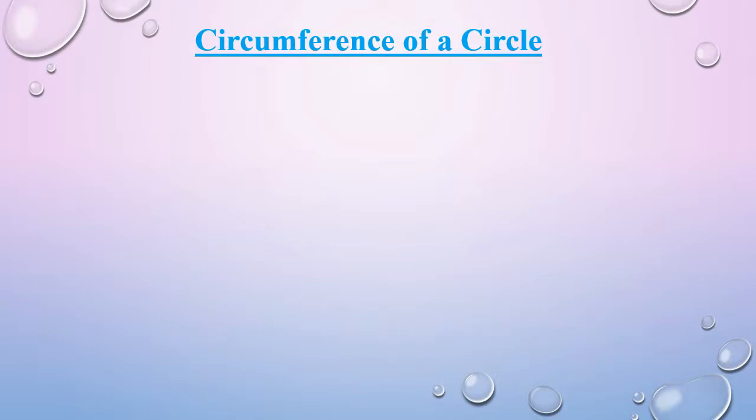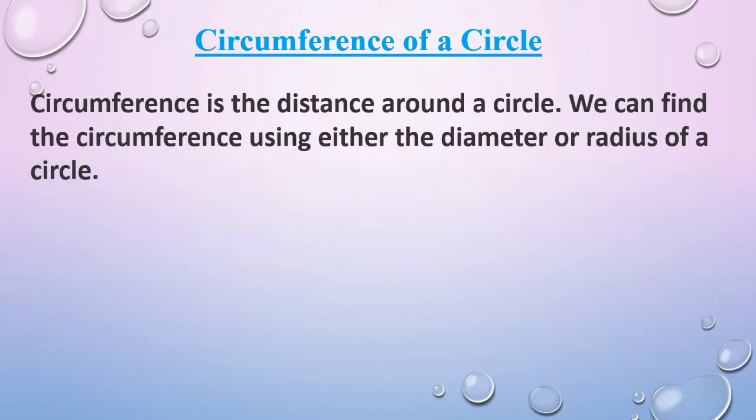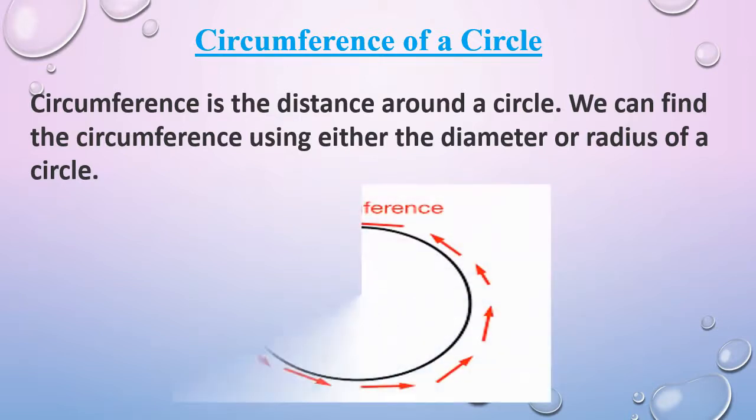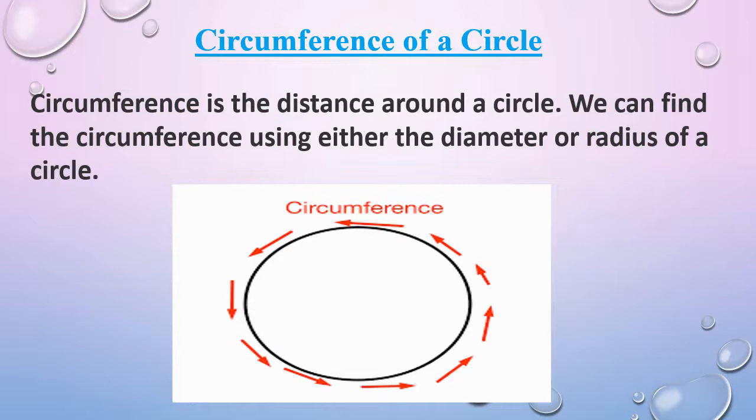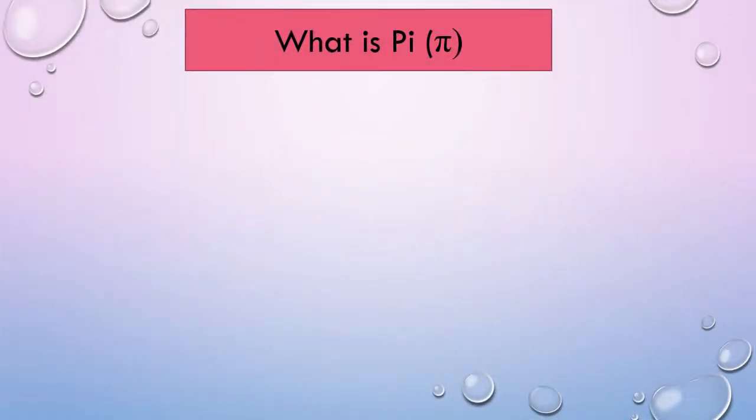Circumference of a circle. Circumference is the distance around a circle. Here in this picture you can see we can find the circumference using either the diameter or radius of a circle. To find out the circumference of a circle, we need pi. So let us study what is pi.